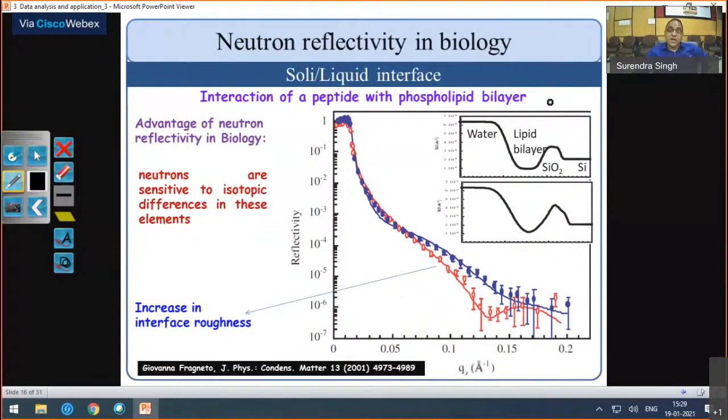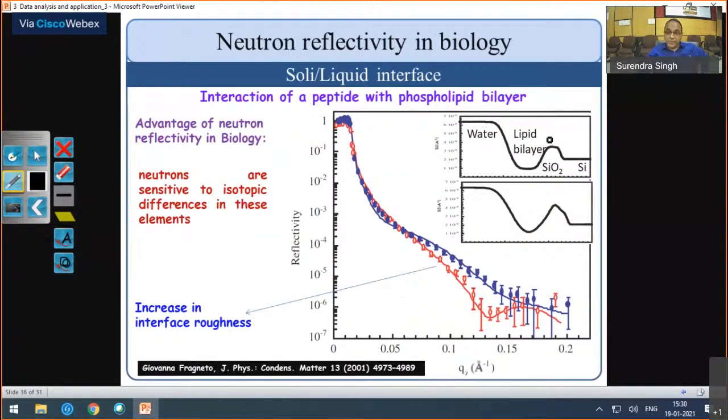One of the studies I have taken from the literature, because I don't do biological samples here, I do magnetism. So I do polarized reflectivity. We have a vertical sample polarized reflectometer at BARC. This example I have taken from the literature, where the sample has silicon as the substrate, with native grown silicon oxide on the silicon substrate, and then they have grown a lipid bilayer, one bilayer on it.